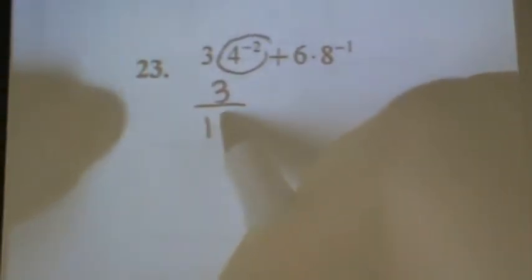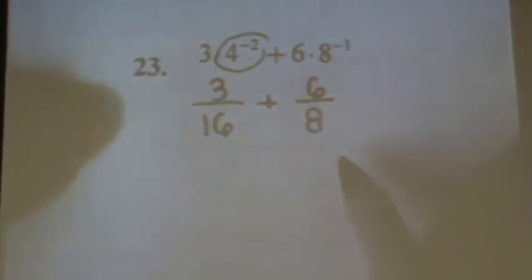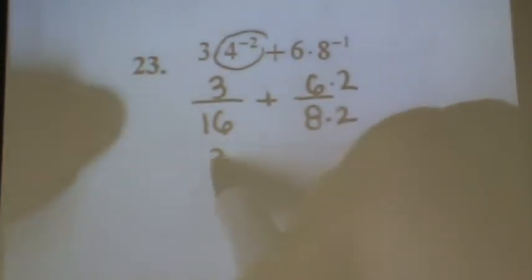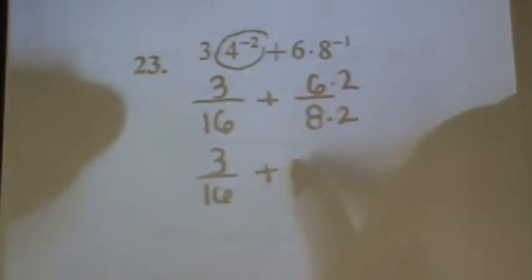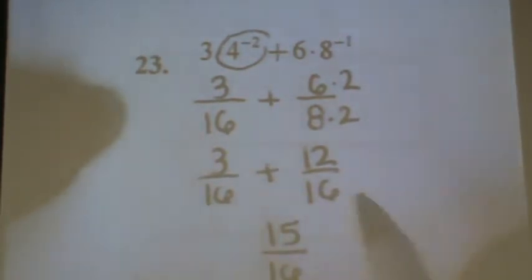Number 23. This 4 to the negative 2 is going to give you 16 on the bottom, and 6 over 8. Now I get a common denominator, which is 16. Multiply this by 2, this by 2. So 3/16 plus 12/16ths is 15/16 is your answer.